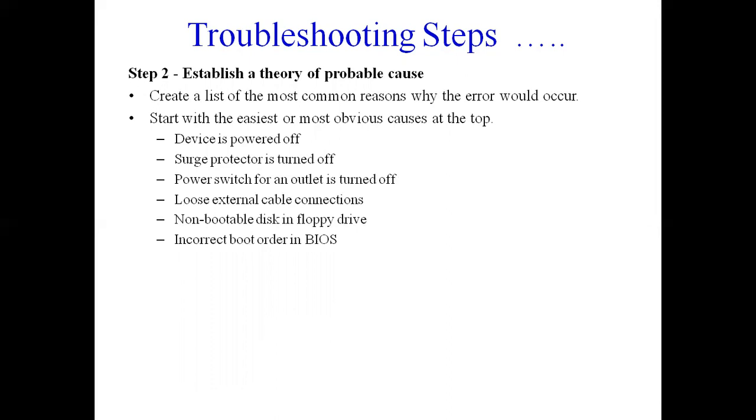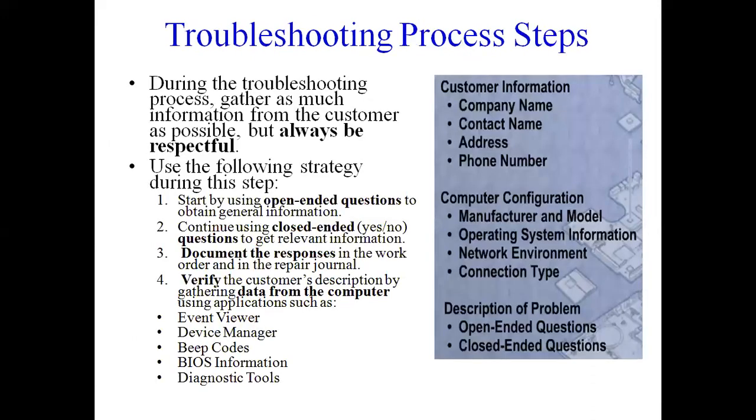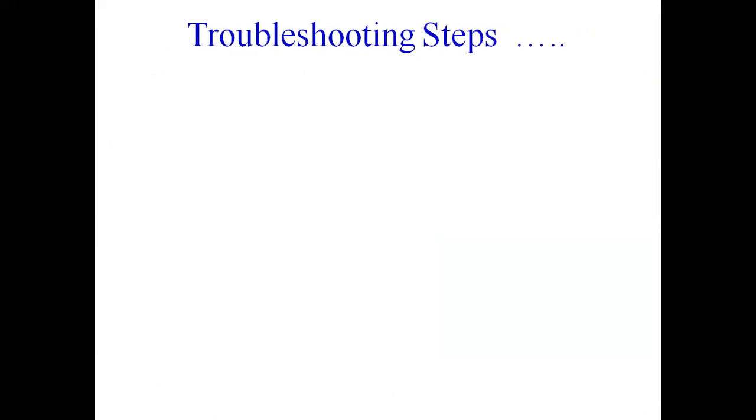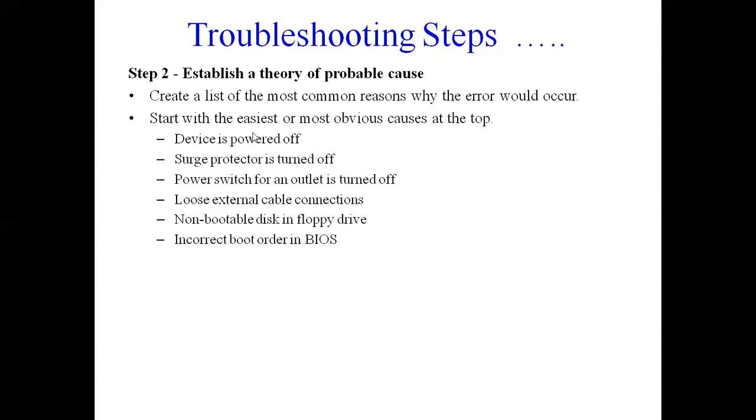Once we find out all the possible problems during the question and answer session, and by using various applications like event viewer, device manager, BIOS information, and diagnostic tools, the next step will be to establish a theory of probable cause. We will find out the reason the system is not working, and what can be the reason for the problem. For that, we will create a list of most common reasons why errors would occur. Start with the easiest and most obvious cause at the top.